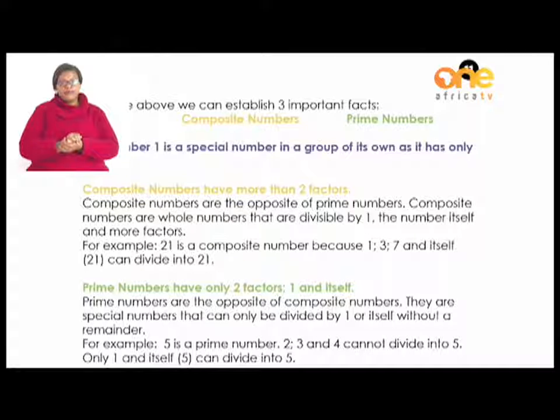Now let's look at composite numbers. It says composite numbers have more than 2 factors. Composite numbers are the opposite of prime numbers. They are whole numbers that are divisible by 1, the number itself, and more factors. For example, 21 is a composite number because 1, 3, 7, and itself can divide into 21. So in layman's terms, in simple English, a composite number must have 3 or more factors. Now let's quickly go back to the previous page, page 10.